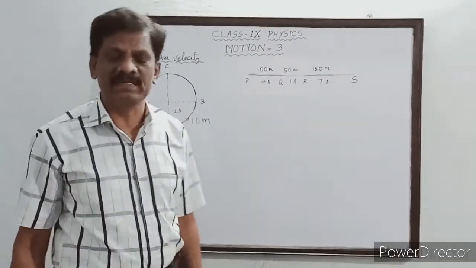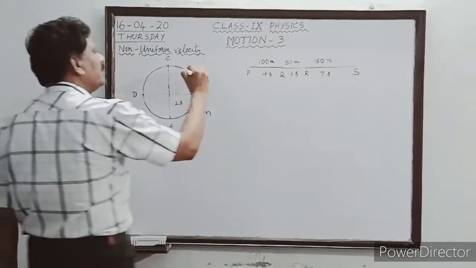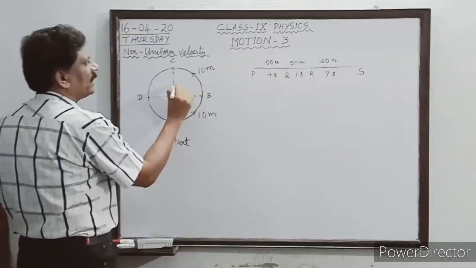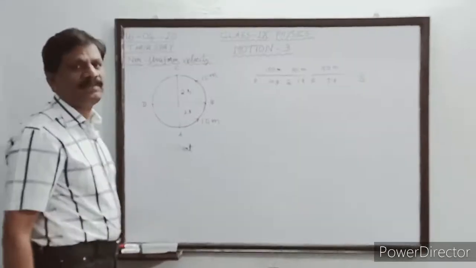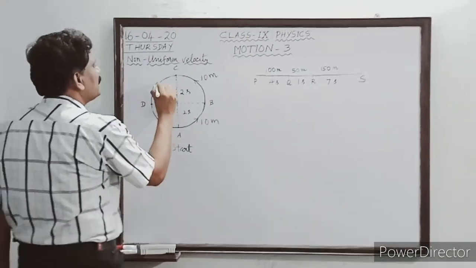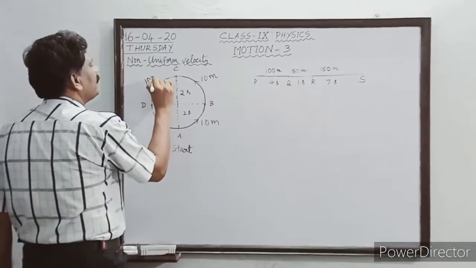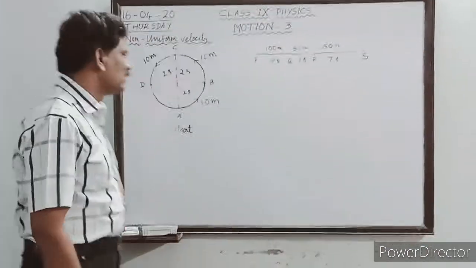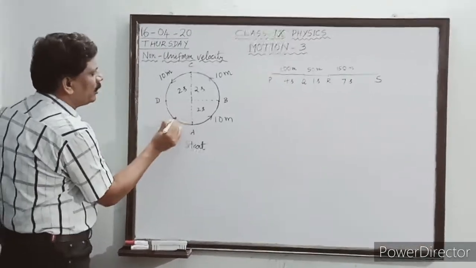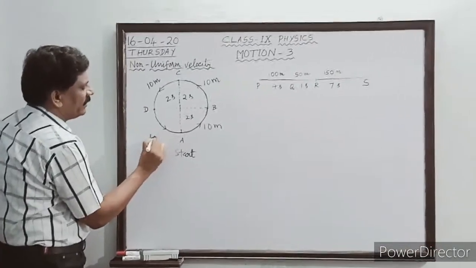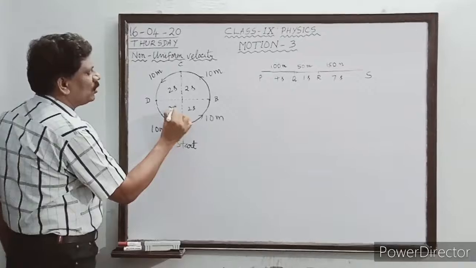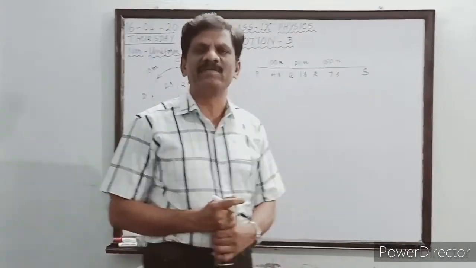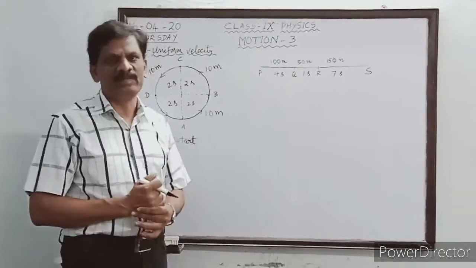Next, the body is moving from B to C another 10 meters, and here also it has consumed the same time. And from C to D also it travels 10 meter and has consumed the same time, 2 seconds. Similarly, from D to A it is traveling 10 meters in 2 seconds. What is the actual path along which the body has traveled? Good, it is a curved path.